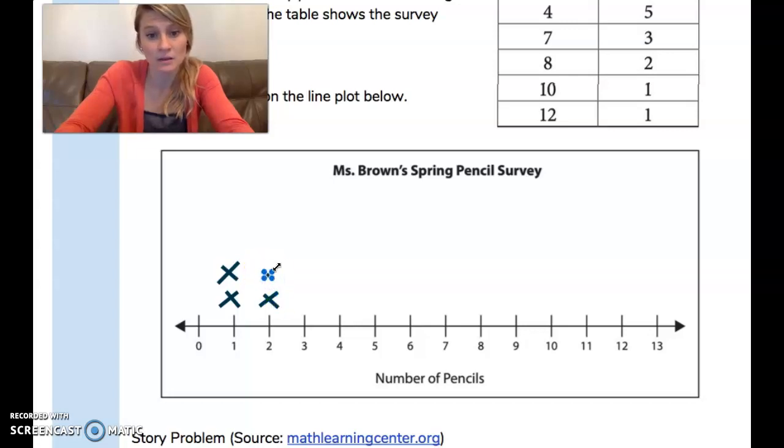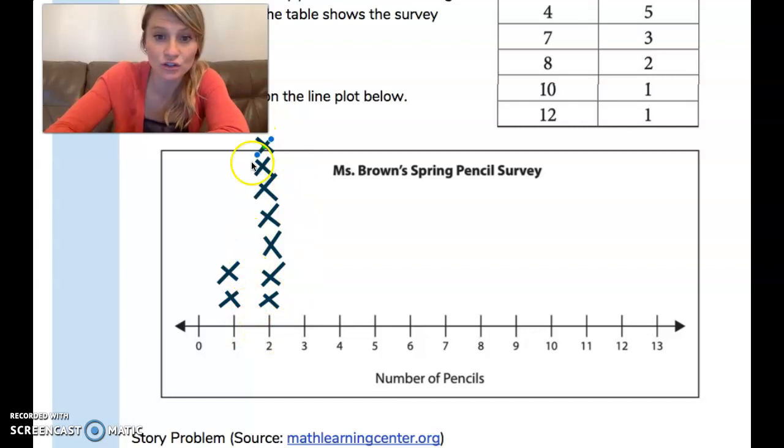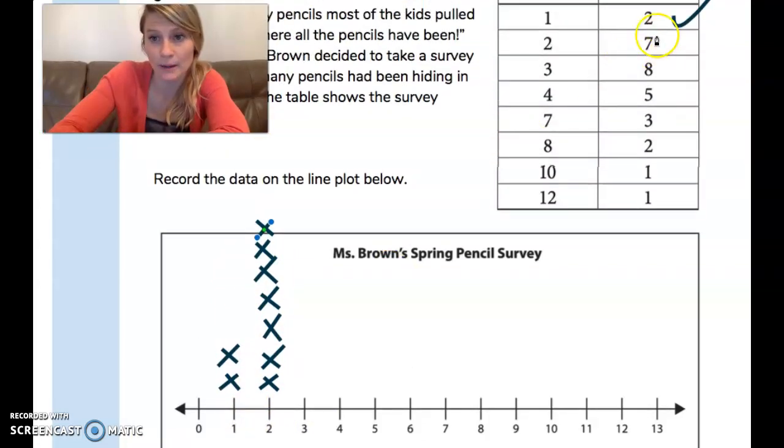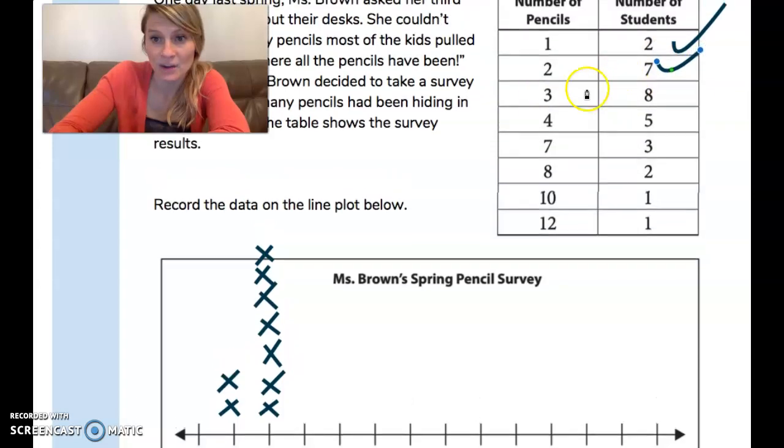1, that's not a very long one. 2, 3, 4, you know what I could have done? 5, I just realized. 6, I could make this look a lot nicer. I'll do it for my next one. 7. 1, 2, 3, 4, 5, 6, 7. There are 7 students who lost 2 pencils. Okay, check. All right, we got 3 pencils.